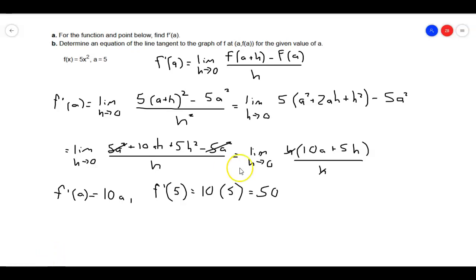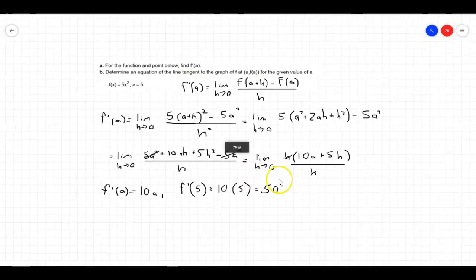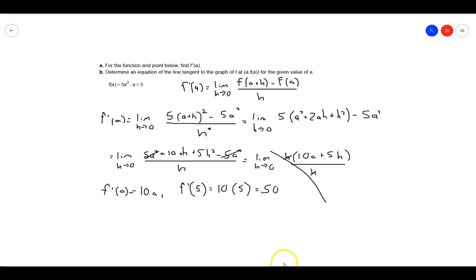Now I didn't leave myself a whole lot of room, so I'm going to shrink this up a little bit and put it off to the side.